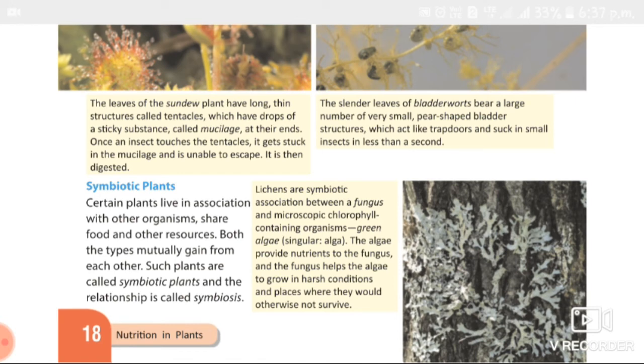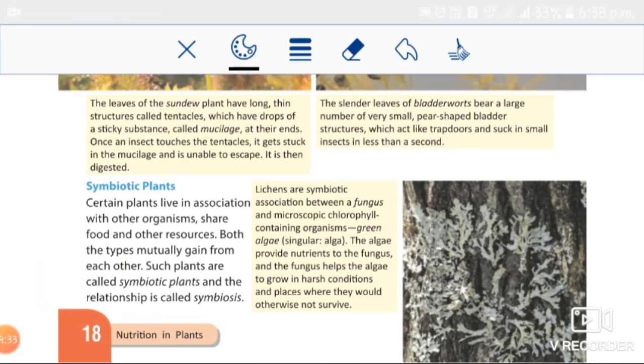An example of a symbiotic plant is lichen, the association between algae and fungi. The algae provide food, and the fungus, which is not green, provides water and minerals, and shelter also, to the algae. Understand that? So lichen is also an example of symbiotic plants.